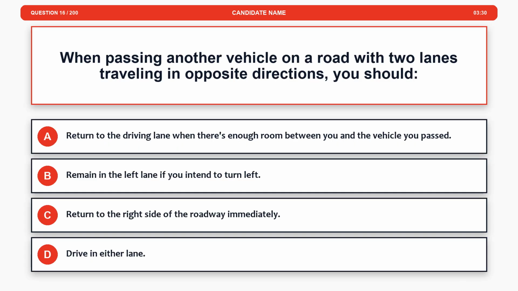Question 16. When passing another vehicle on a road with two lanes traveling in opposite directions, you should. Option A. Return to the driving lane when there's enough room between you and the vehicle you passed. Option B. Remain in the left lane if you intend to turn left. Option C. Return to the right side of the roadway immediately. Option D. Drive in either lane.